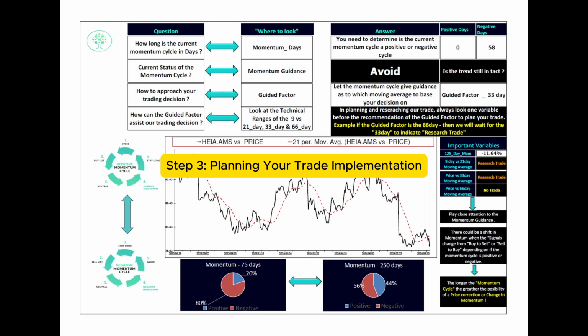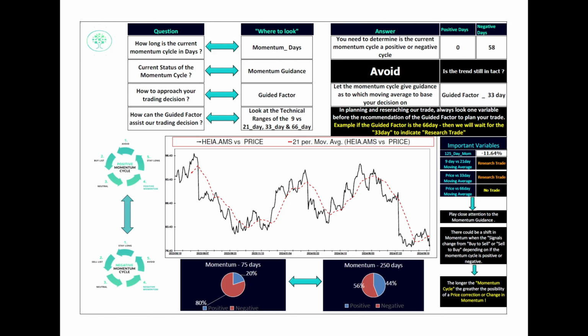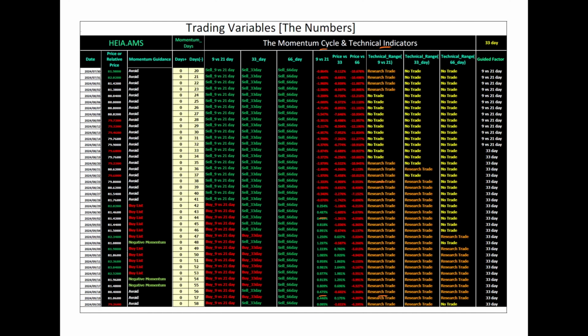Step 3. Planning your trading implementation. When planning and researching a trade, we use the variable preceding the recommended guided factor as the point of entry. In this case, we will use the 9 versus the 21-day moving average as our point of departure. Once we receive a research trade signal, we will closely monitor and plan our trade. Once we have confirmation that the 9 versus 21-day moving averages have crossed, we will begin opening our trade.